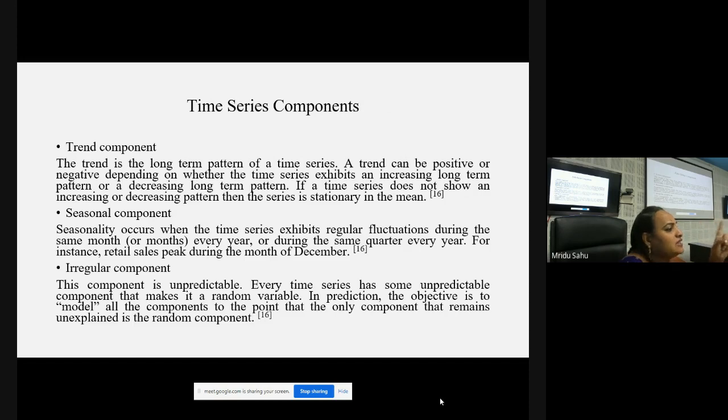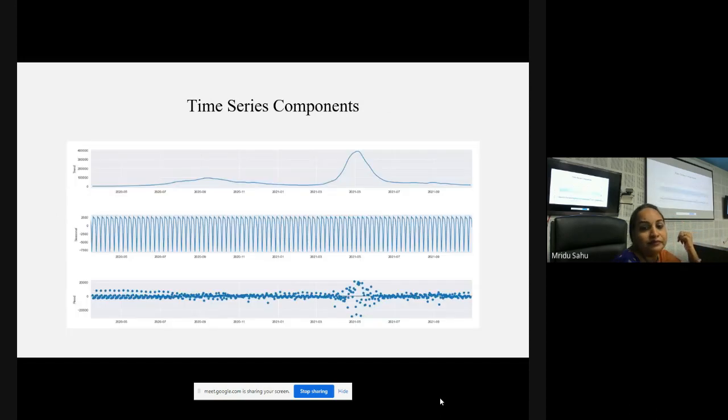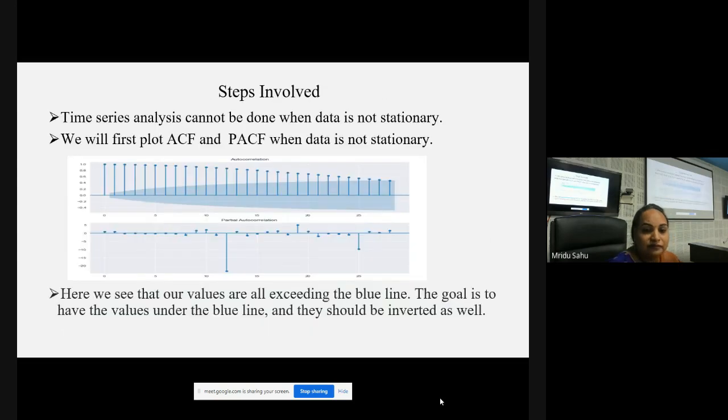If the trend has seasonal effects, then you can easily fit your time series model. If the trend is irregular components, then it's quite difficult to fit the particular model. So these are the time series components. You can see easily. So, step involved: the time series analysis cannot be done when the data is not stationary.